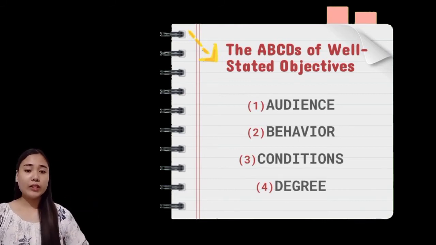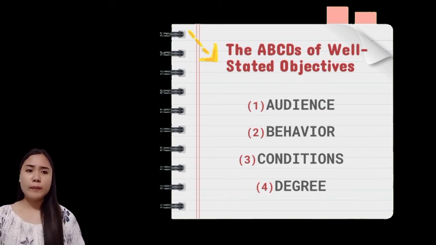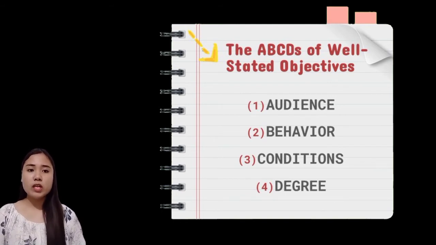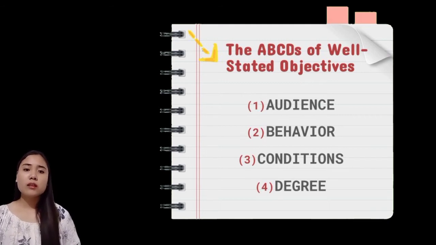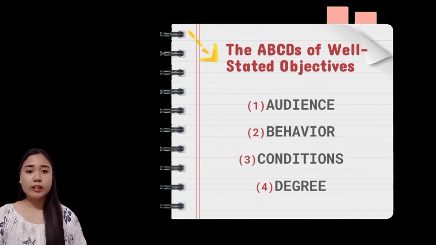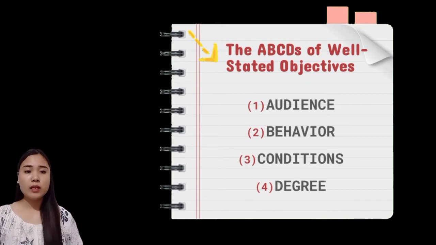So last, the letter D, degree. The standard by which acceptable performance will be judged. To what degree will the knowledge or skill be mastered? The final requirement of a well-stated objective is to indicate the standard by which acceptable performance will be judged. This includes what degree of accuracy or proficiency the learner must display, whether the criteria are stated in qualitative or quantitative terms.